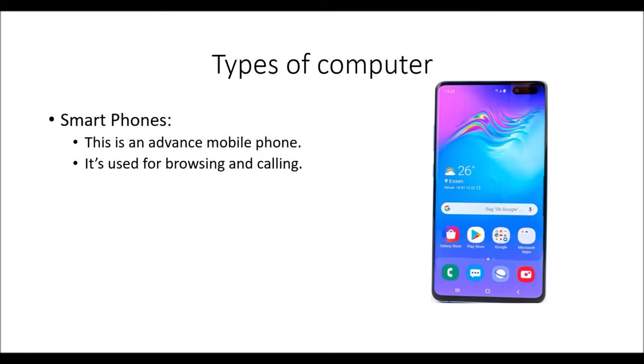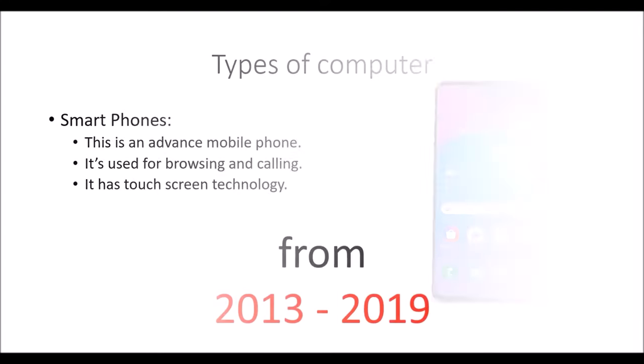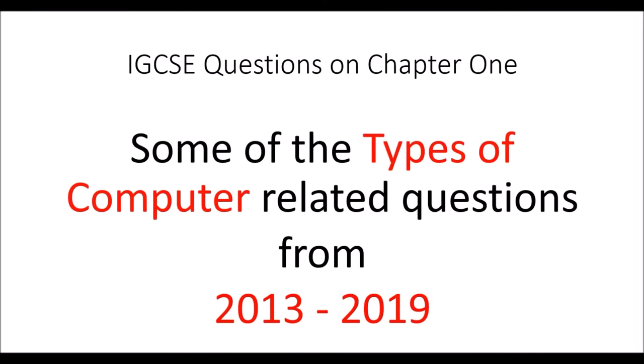But when we say smartphone, why is it smart? That's why when you have a smart car, smart home, why do we put smart on all of them? The reason is they are connected to the internet. That's why they are smart. Then it has touch screen technology as well. Now, let's quickly look at some questions related to this.